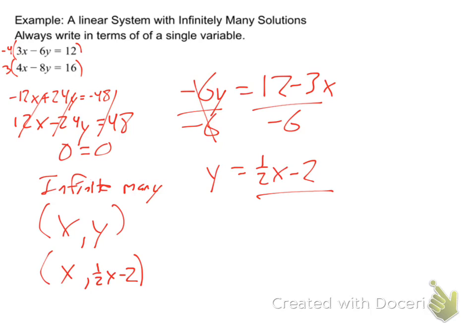Because now, what if I said, hey, I got the point 4 comma what? 4 comma what is the answer? 0. I could put 10. 10 comma? 3. Half of 10 is 5, minus 2 is 3. So we can keep coming up with more and more ordered pairs that work. There's an infinite amount. As soon as you find one, I'll find one, and then someone else will find one.